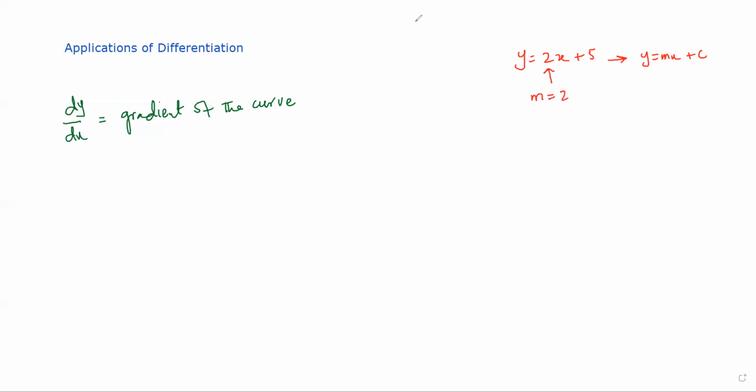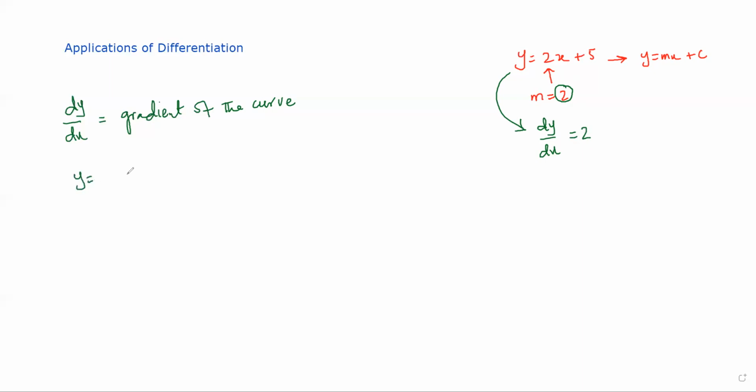And you see there is an interesting thing over here. If I differentiate this with respect to x, what should I get? This is dy by dx, and that is equal to 2. So you see, you're getting the same 2 over here as its derivative. So whenever you differentiate the equation of a line, or in general the equation of a curve, you get the gradient of that curve.